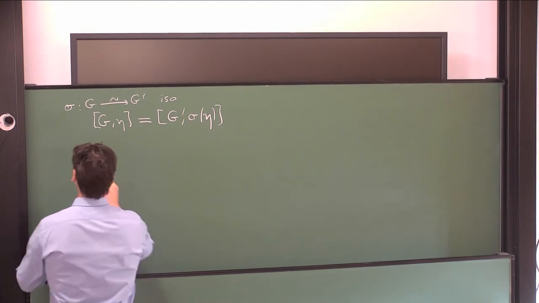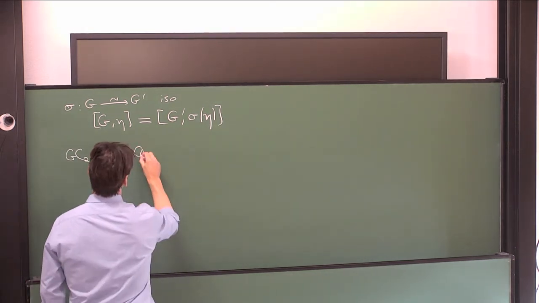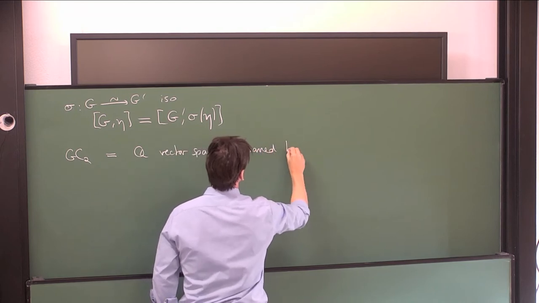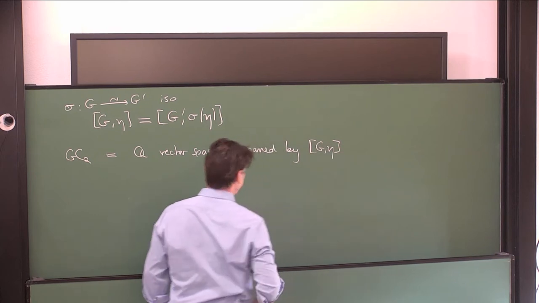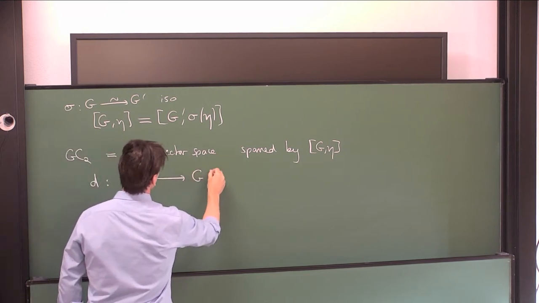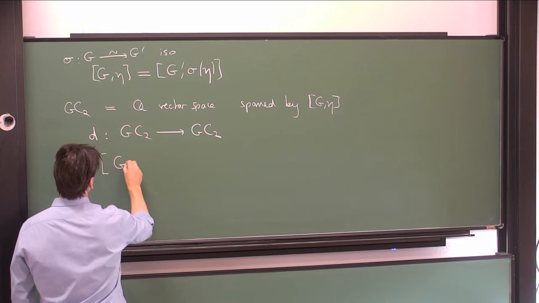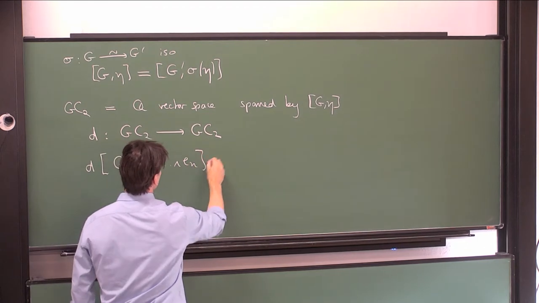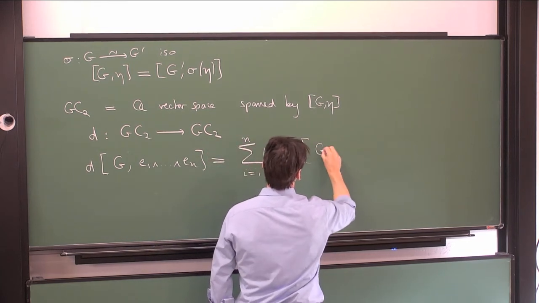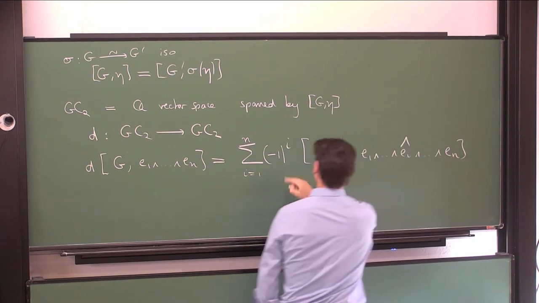Okay, so the two is not so important here, but GC2, the basic idea is to take the Q vector space spanned by such equivalence classes. And upon it, there is a differential which involves contracting all the edges in turn. So if you have G with edges e1 to eN, the differential is the sum over i from 1 to N, with hopefully the correct sign.